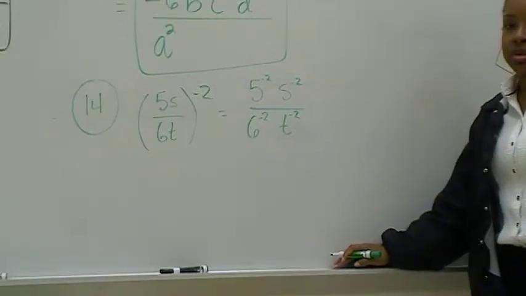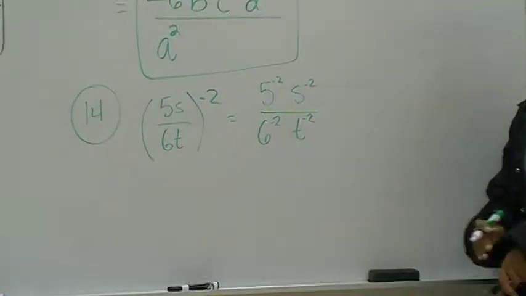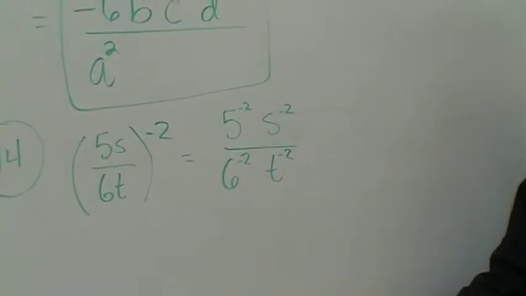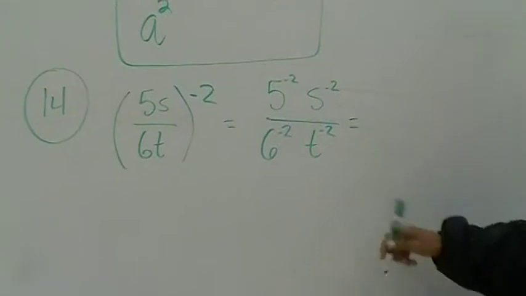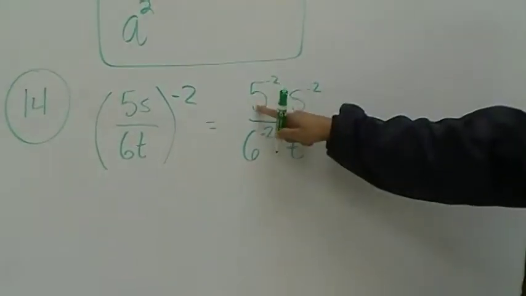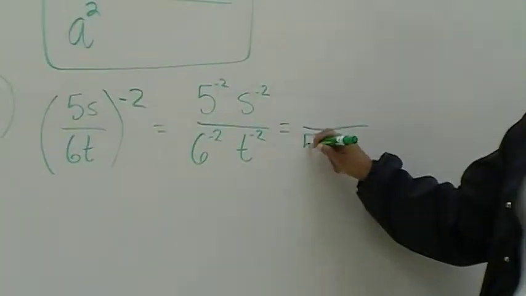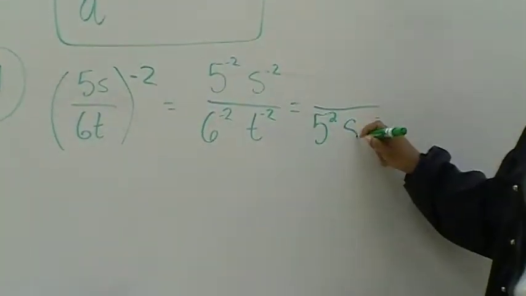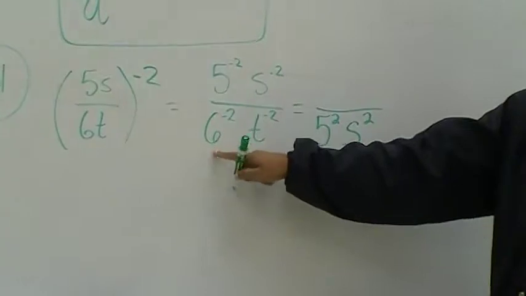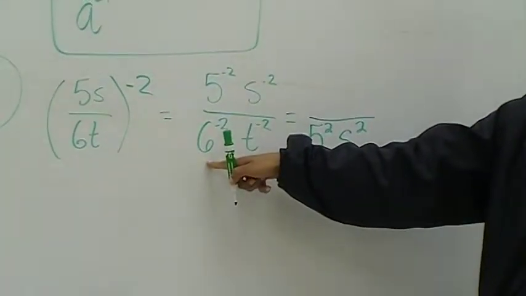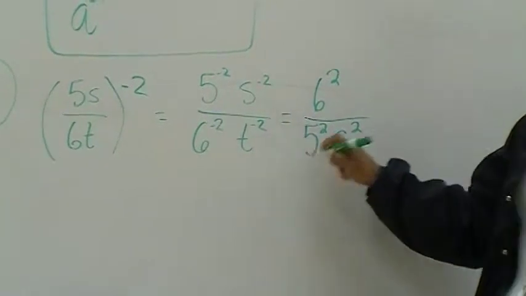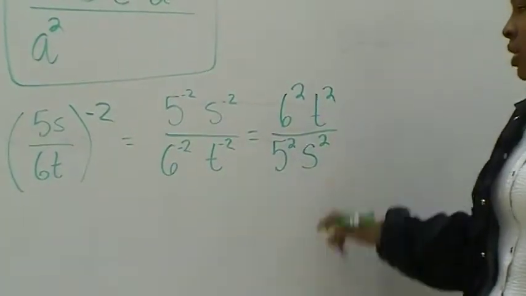Now what should we do? You put them like bottom, top, so they can become positive. Good. Make them positive. So 5 has a negative exponent, so let's move it to the bottom. S has a negative exponent, so let's move it to the bottom. 6 has a negative exponent, so I'm going to move it to the top. T has a negative exponent, so I'm going to move it to the top.